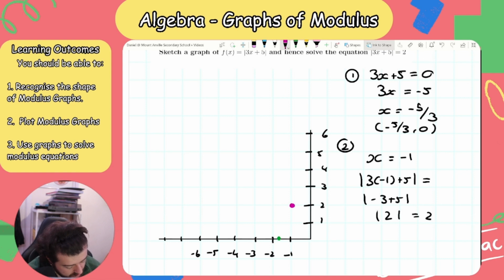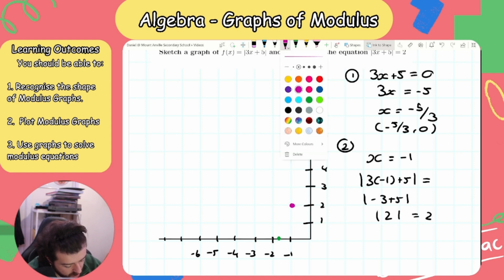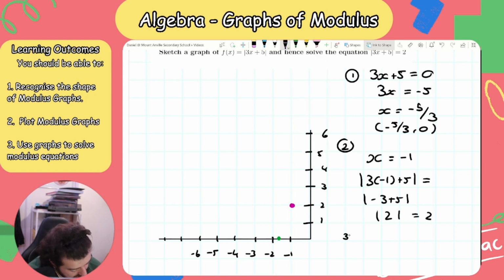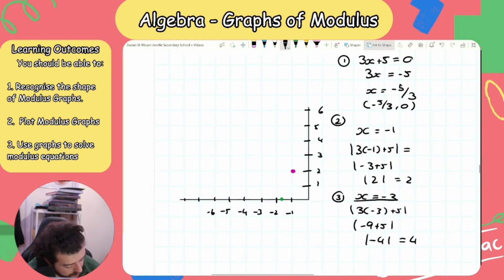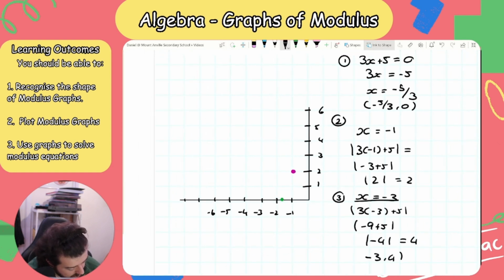My next point I'm going to take is minus 3, because why not? I'm going to take x equal to minus 3 as my final point. The absolute value of 3 times minus 3 plus 5 is the absolute value of minus 9 plus 5, the absolute value of minus 4, which is equal to 4. So my coordinate here is minus 3, 4, and that point is up here. And that's all I need.